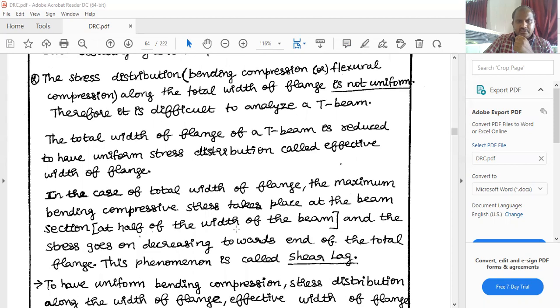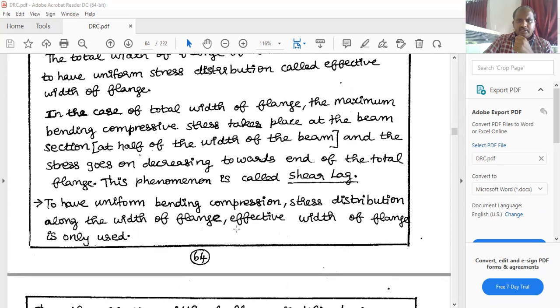In the case of the total width of the flange, the maximum bending compressive stress takes place at the beam section at half of the width of the beam and the stress goes on decreasing towards the end of the total flange. This phenomenon is called shear lag. Next, to have uniform bending compression stress distribution along the width of the flange, the effective width of the flange is used.